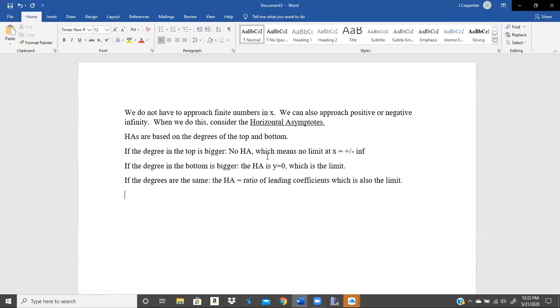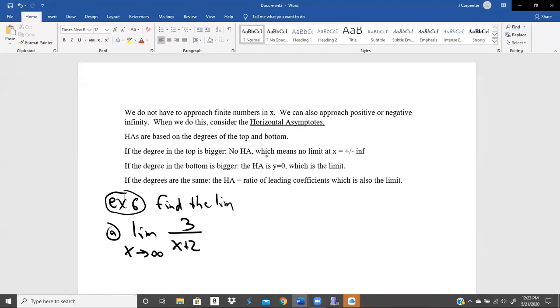So let's try this out. Example 6. Find the limit. For A, we're going to do the limit as x approaches infinity. It would be the same thing if I did negative infinity of 3 over x plus 2.